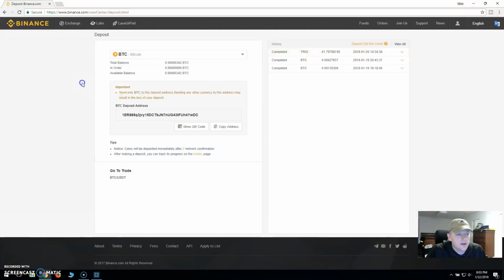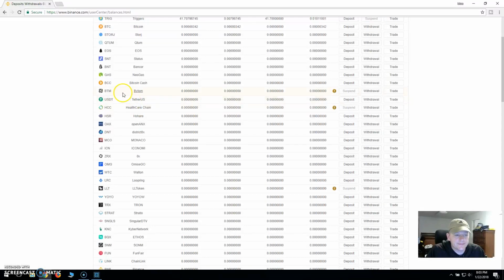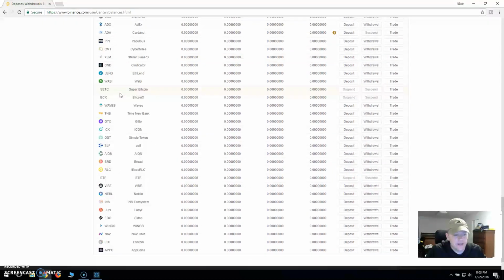That's all you do. Come back over here after a few minutes and you'll see the funds will be in your total balance. If you go back over to funds, you can look at the balances for all the coins that you're holding. These are all the different coins that Binance actually buys and sells, or that you can buy and sell.